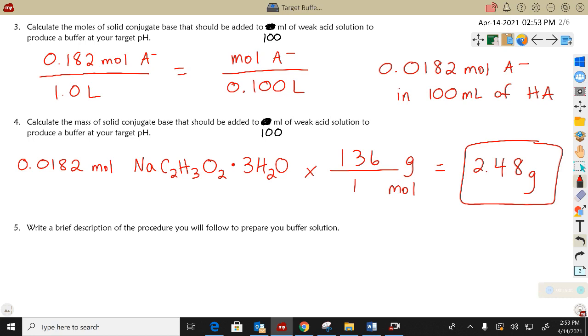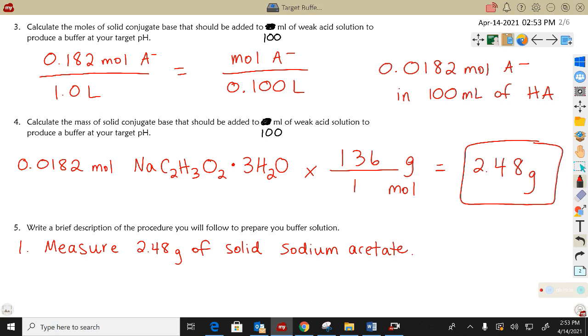Write a description of the procedure that you will follow. So I'm going to say step 1. Measure 2.48 grams of solid sodium acetate. That's going to be the source of my conjugate base.